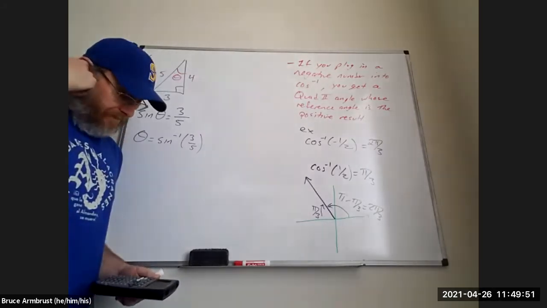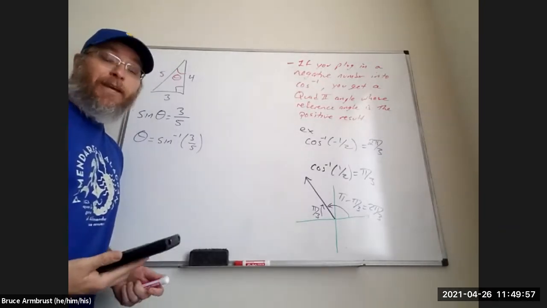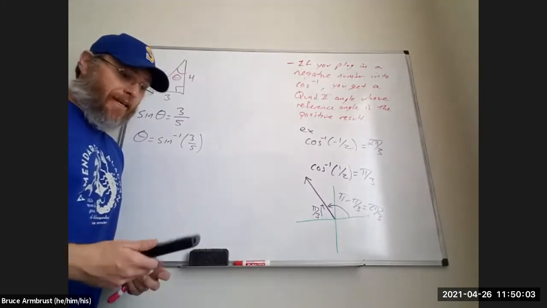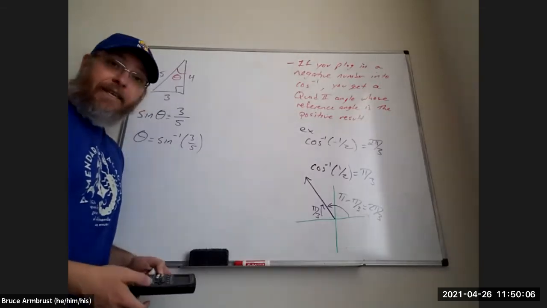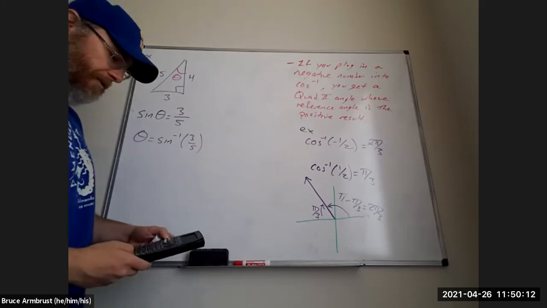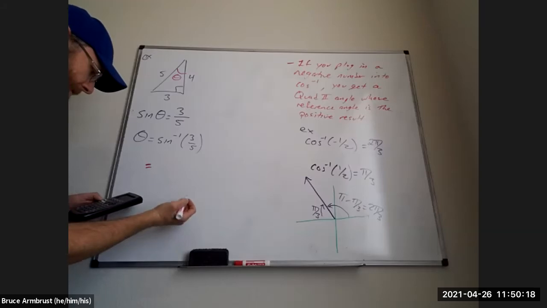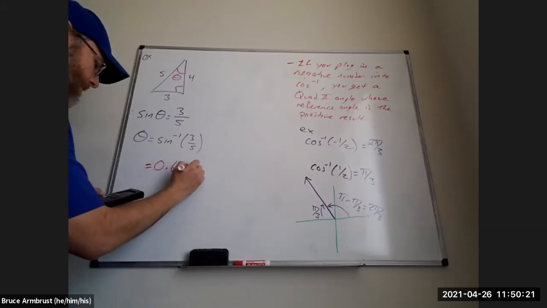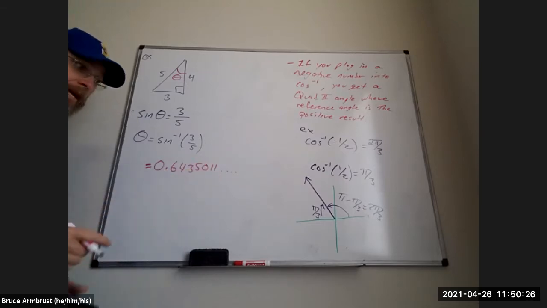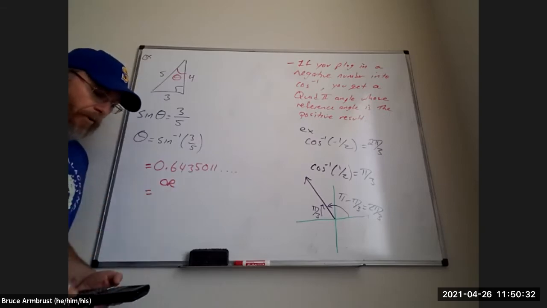Okay, now, the other thing you have to remember is what units do we want this angle in? Do we want radians or do we want degrees? Because your calculator will do it either way. All right, like right now, mine's set up for radians. So if I do the inverse sine of 3/5 and I hit enter, one of the answers I can get is 0.643511 dot, dot, dot, dot. And that's in radians.